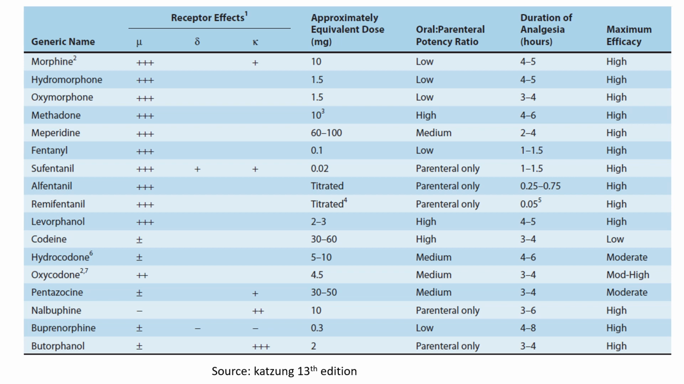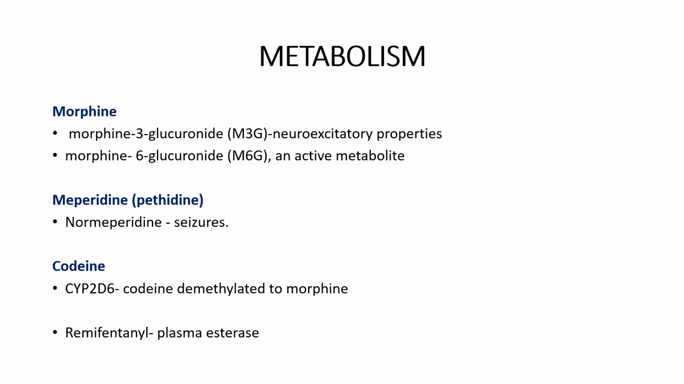So this group of drugs has high maximum efficacy because they are strong agonists on the mu receptors. With regard to metabolism, morphine is conjugated to two different metabolites, morphine 3 glucuronide and morphine 6 glucuronide. Morphine 3 glucuronide has some neuroexcitatory properties. This is the reason seizures may sometimes occur as an adverse effect with morphine administration.